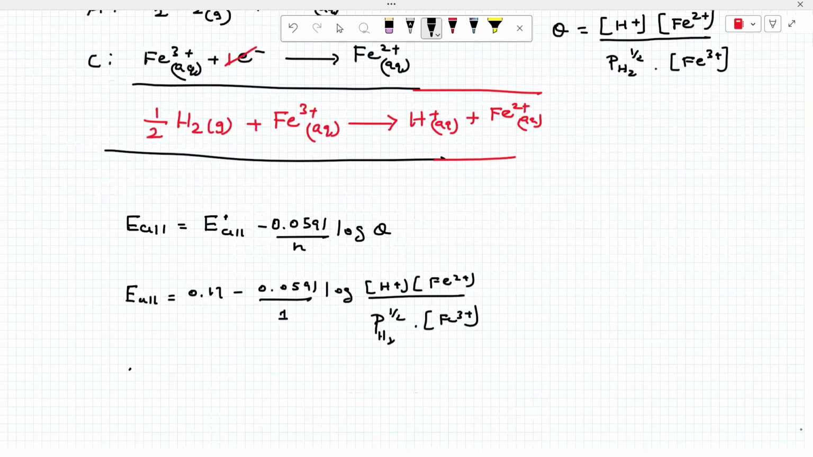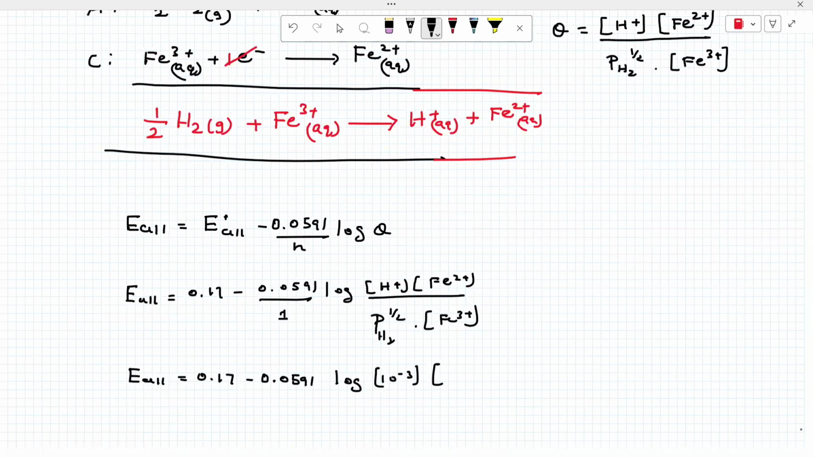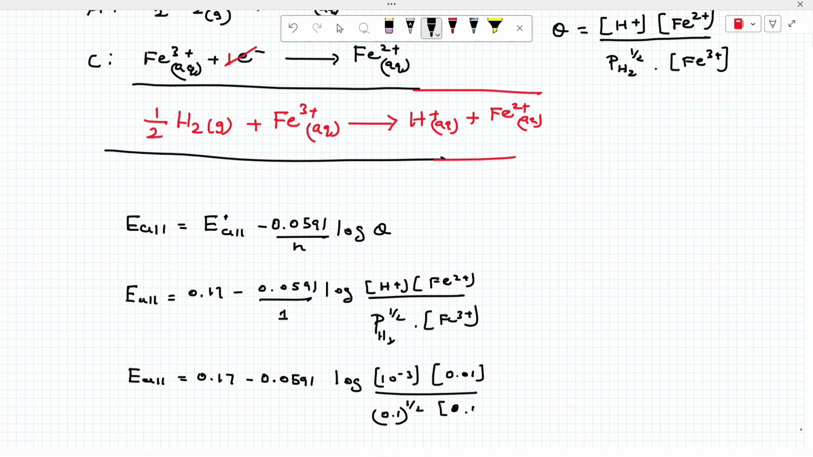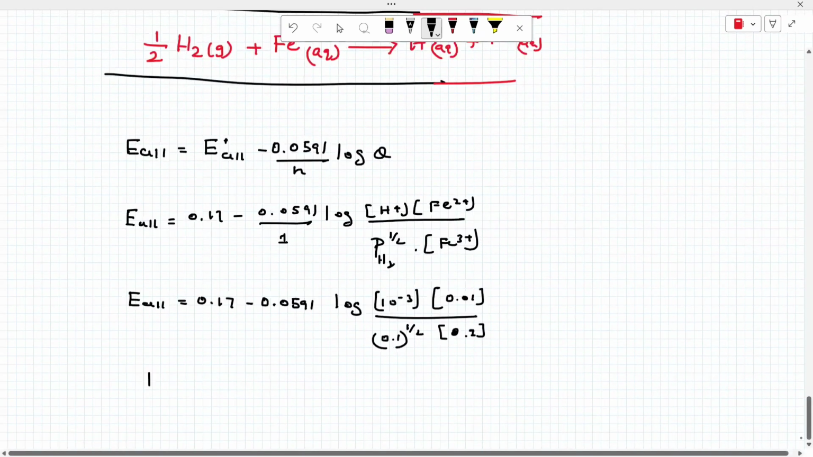Let us substitute. E cell is equal to 0.17 minus 0.0591 by 1 log of. What is the H plus value? 10 power minus 3. Simple. Fe2 plus value 0.01. Pressure of the gas is 0.1 to the power 1 by 2. Similarly, what is the Fe3 plus value? Okay. If you do the calculation, what is the answer now? This E cell value is around what?